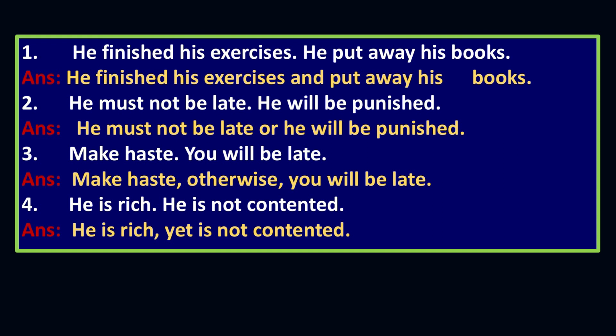The answers. 1, he finished his exercises, he put away his books. So, two actions: he finished something, then he did another thing, right. So, I finished my work, then I went to, and in this case we can use the coordinator or conjunction and. He finished his exercises and put away his books, right. He must not be late, he will be punished. So, if he is late he will be punished, you see. So, in this case what will happen, he must not be late or he will be punished.